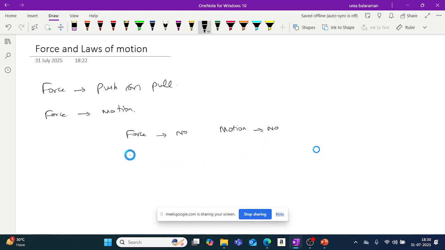If force is yes, motion can be no or motion can be yes. Example of no motion: pushing a wall, or a small child or small baby trying to lift a heavy book. A small kid trying to lift a heavy book.